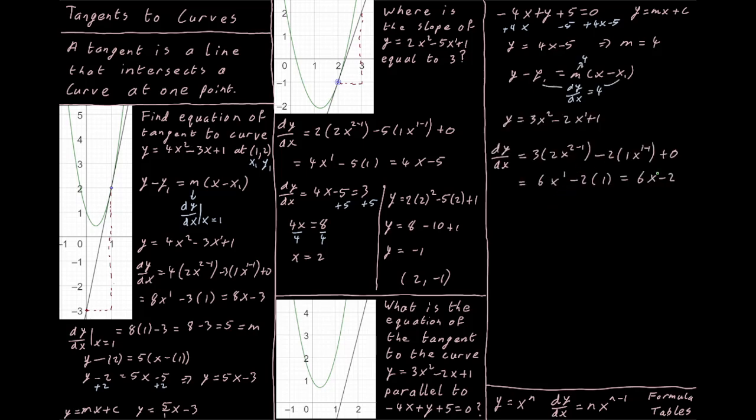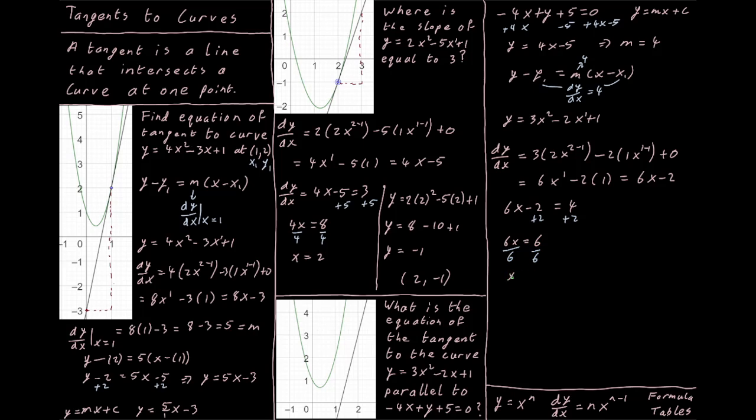So when I've used my power rule, I get that the derivative, my rate of change of my green curve, is going to be 6x minus 2. So where is that slope going to be equal to 4? And I solve that equation to find my value for x. I need to add 2 to both sides. 6x is going to be equal to 6. So x is going to be equal to 1.